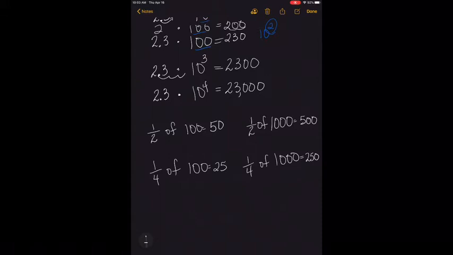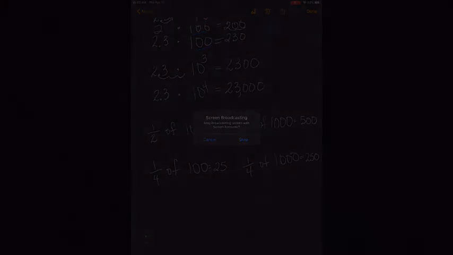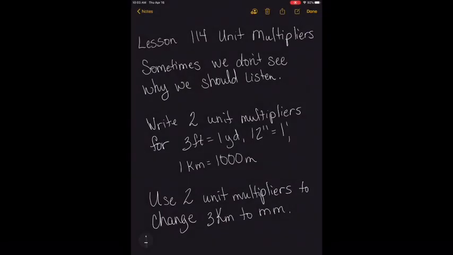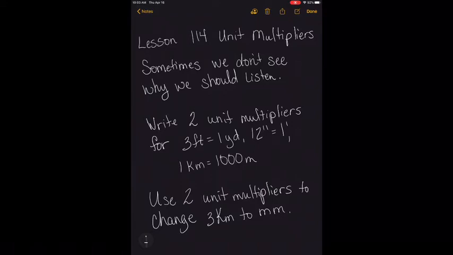All right, I'm going to leave you guys to do the rest of your practice problems by yourself. I know you're fully capable to do those. If you have any questions at all, definitely contact me. Lesson 114 is about unit multipliers. And the good thing is I've already taught you these just basically, so it's going to be more practice at it.